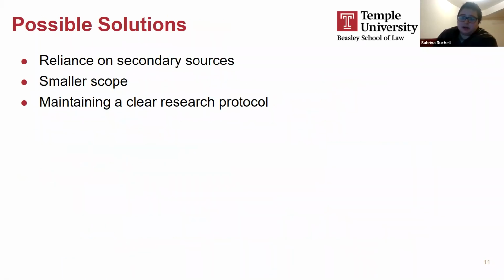Possible solutions involve reliance on secondary sources to try and bridge some of the gaps we might find as we're dealing with sometimes inconsistent state websites. Starting off with a smaller scope, say, batches of only 5 states, to really dig into the policies, make sure we're not missing anything, and maintaining a clear research protocol throughout the entire thing. The clearer we are in laying out our protocol, the easier it is to make changes and make sure that we're not looking at one state from one way and another state another way. Trying to make things as consistent and scientifically rigorous as possible.